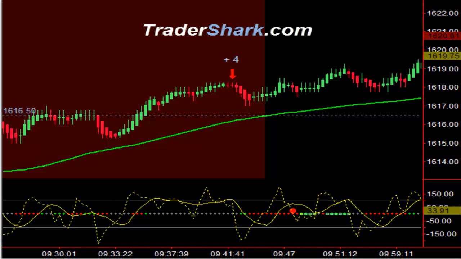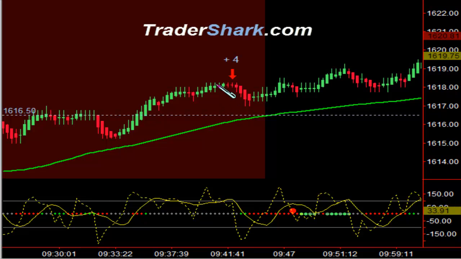Today is Tuesday, May 7th, 2013. The market opened up this morning here at 1616.50, represented by this white dotted line. We generally don't trade from 9:30 to 9:45. It's just a period of higher volatility. There's a couple exceptions to that time frame.